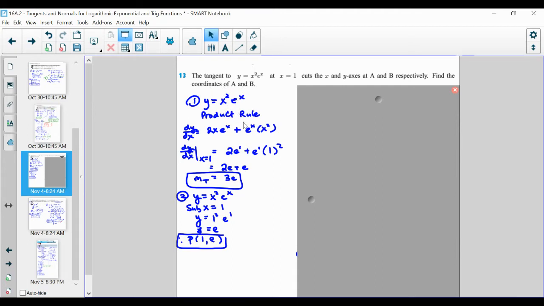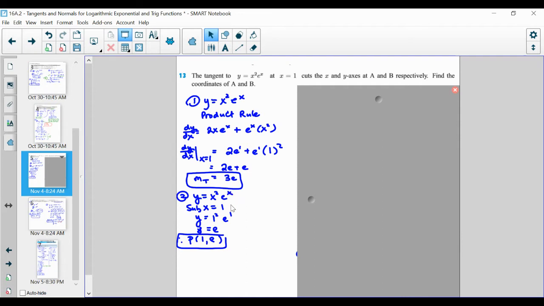So I'm going to use the product rule here. I'm going to take the derivative to find the value of the slope of the tangent when x equals 1. So using the product rule, we get 2x times e to the x plus e to the x times x squared. Plugging in 1, we get 2 times e plus e times 1, and a total of 3e.